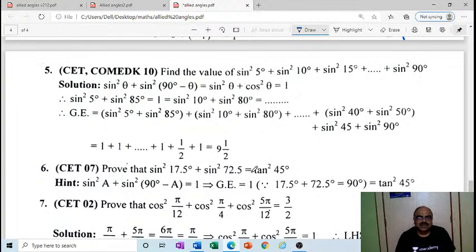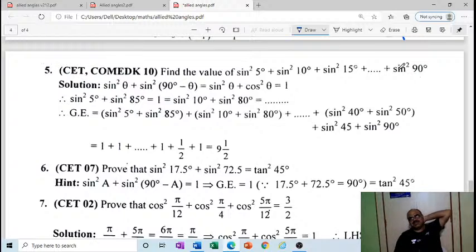Next question. And all these questions that I am discussing now are repeatedly asked questions in the CET and other competitive exams. They have been continuously asked at various examinations. All that I have brought in here. Next, find the value of sine square 5 plus sine square 10 plus sine square 15 up to sine square 90.